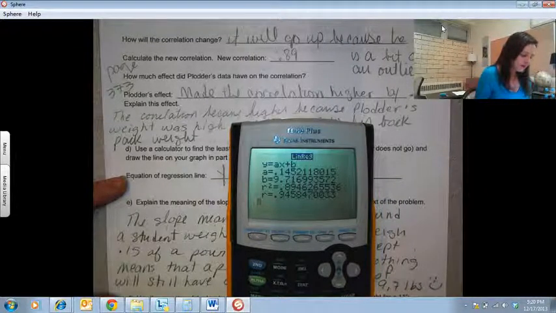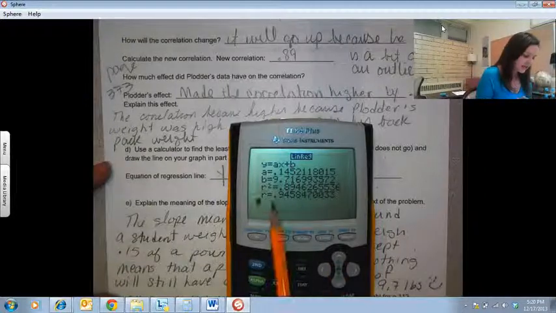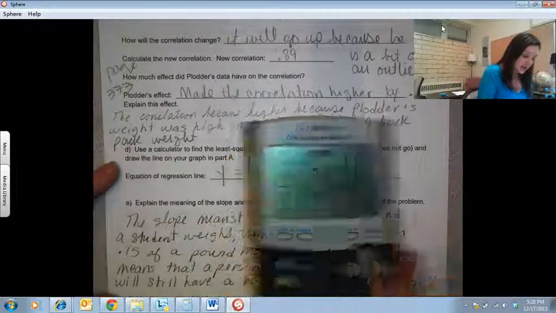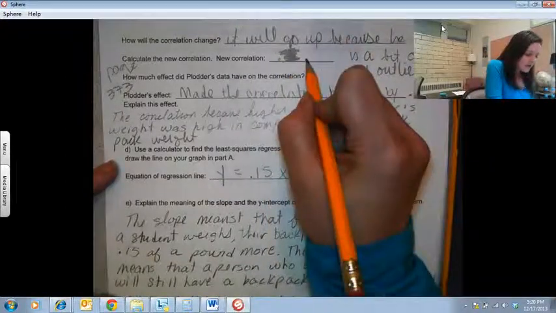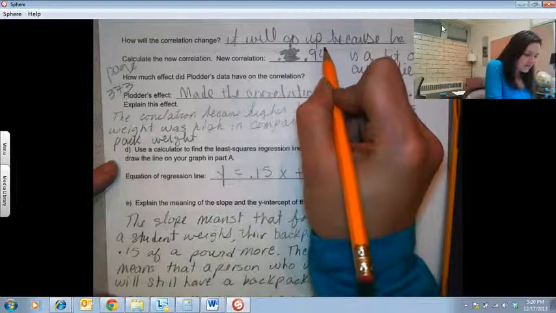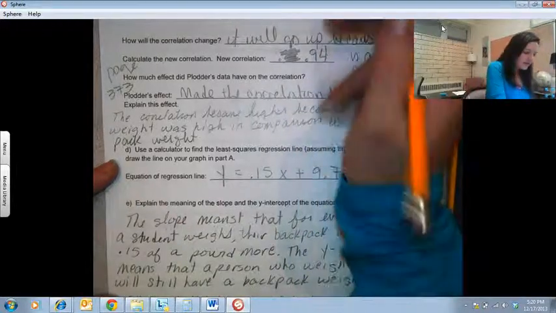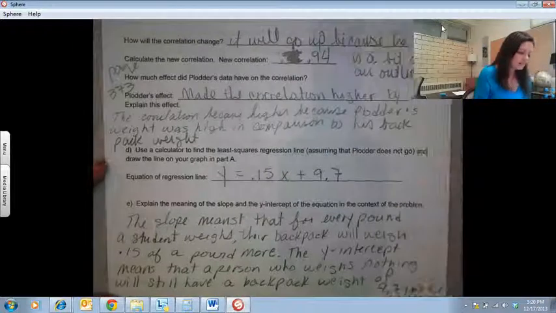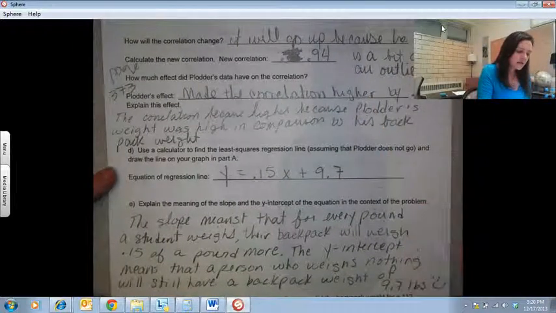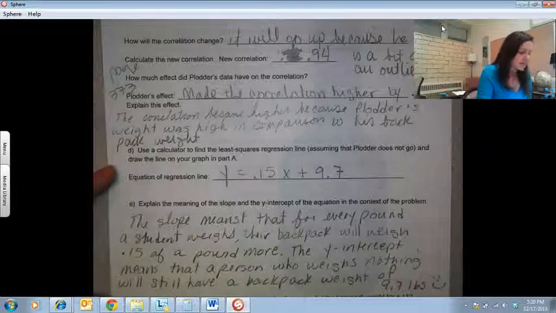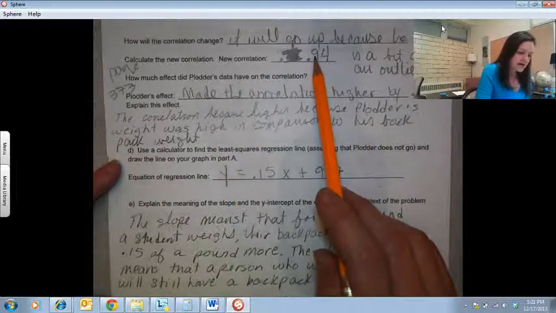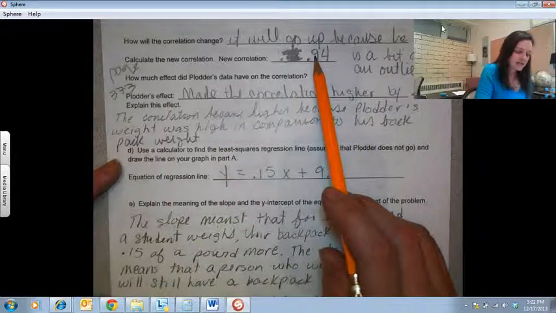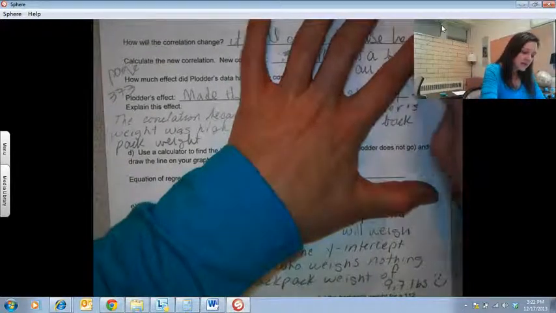My new correlation is 0.94. I must have put an r squared last time. It's a good thing I caught that. 0.94. There, okay. So r squared was the 0.89, which I had there. 0.94 is the other one, is the new correlation. So it made the correlation higher by 0.15.